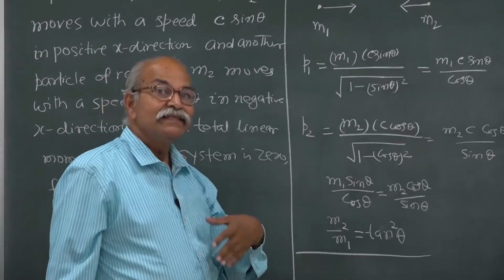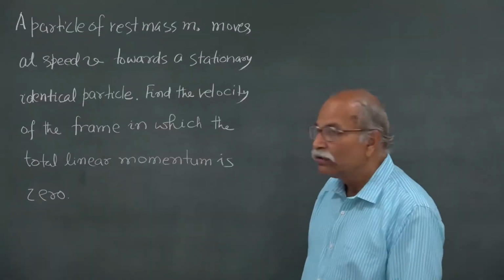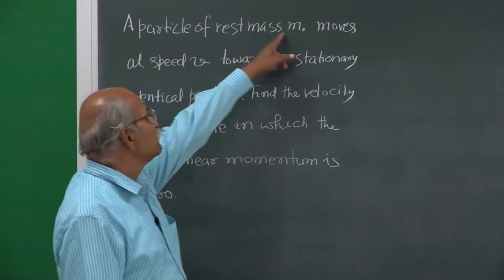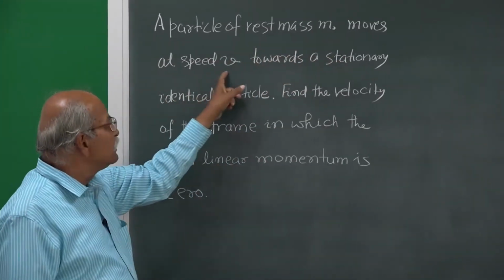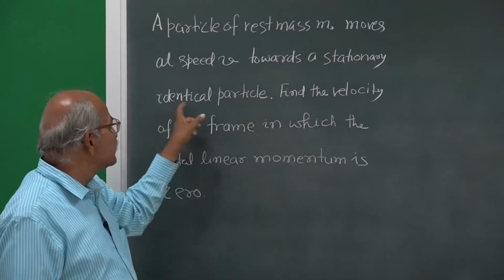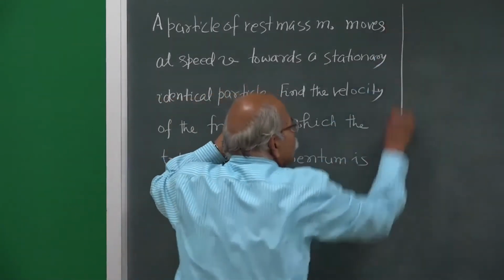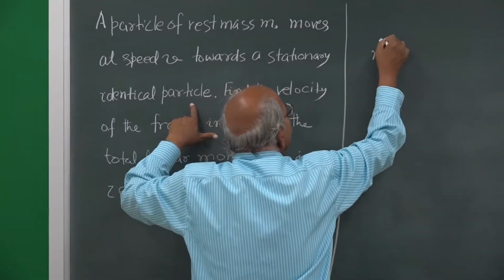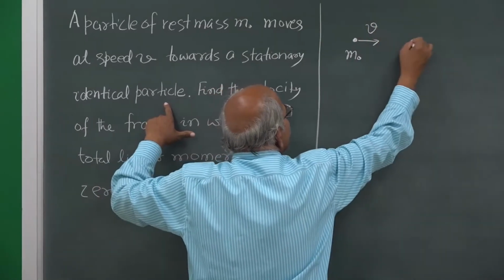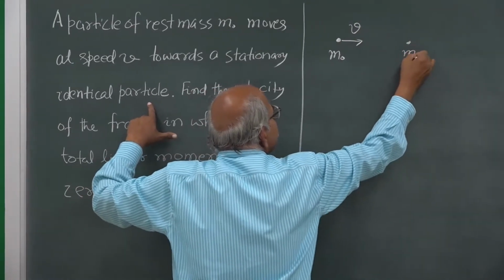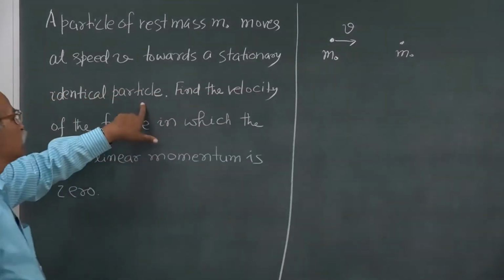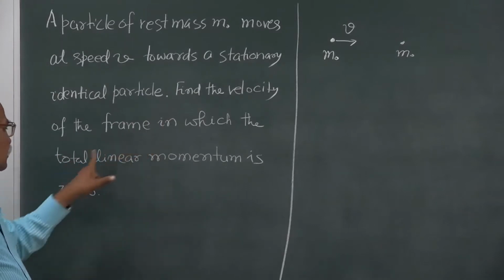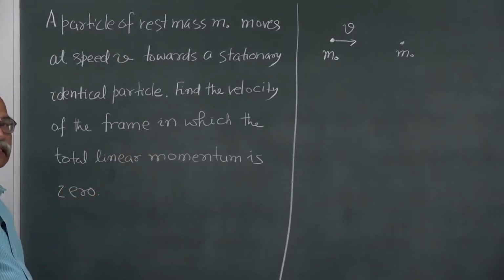So, let us go for the second question. It says that a particle of rest mass m0 moves at a speed v towards a stationary identical particle. So, the rest masses are same, but one is stationary, it is at rest. Find the velocity of the frame in which the total linear momentum is 0.